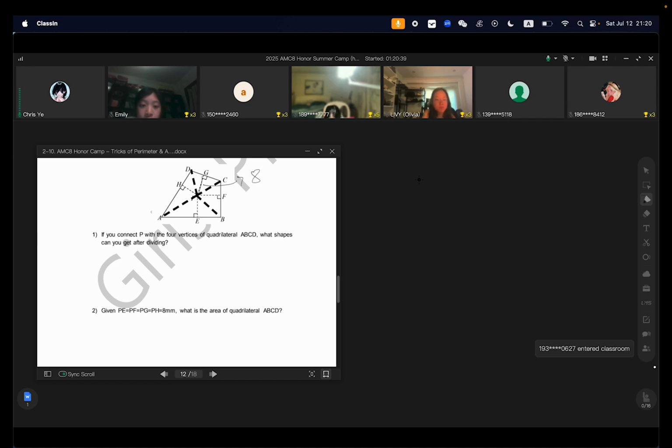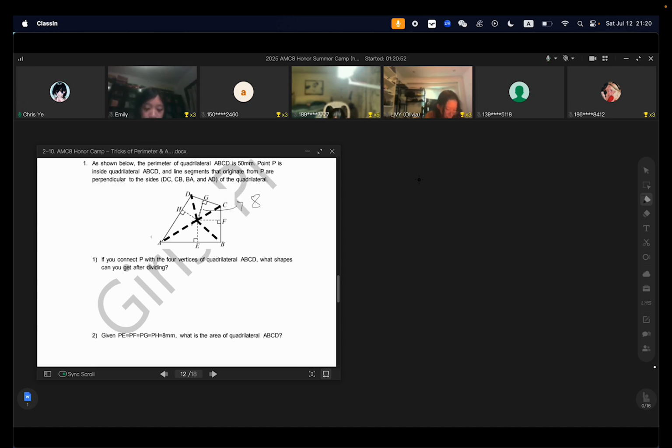So it asks the area of quadrilateral ABCD, and firstly we know that the perimeter of the quadrilateral is 50 millimeters. So the way that we find out the area is that we have to add up the area of all of the shapes within, right? But how can you find that?